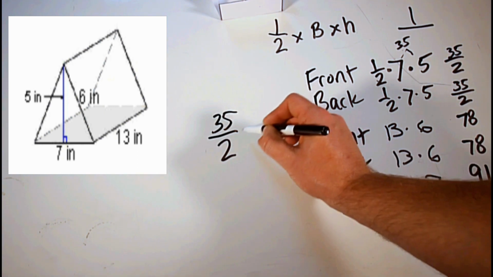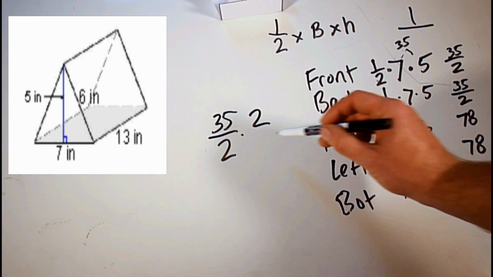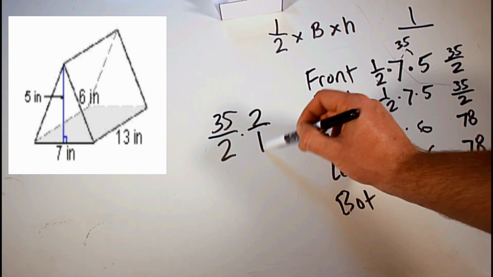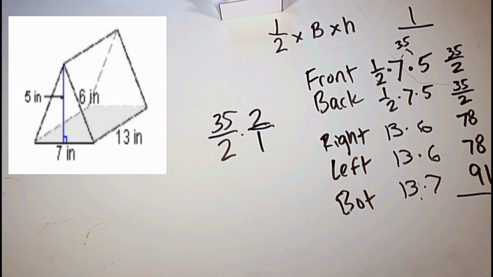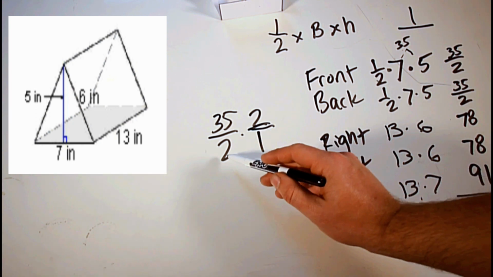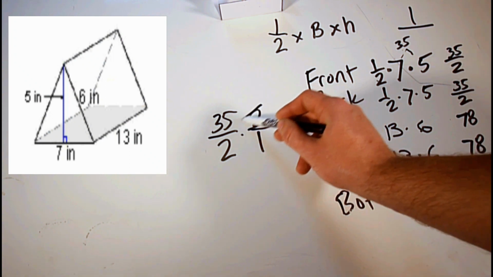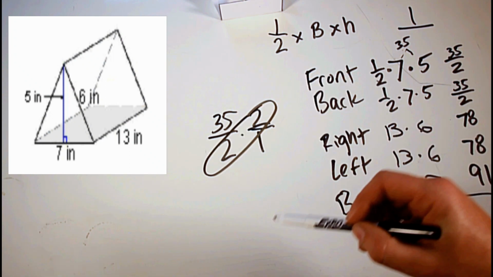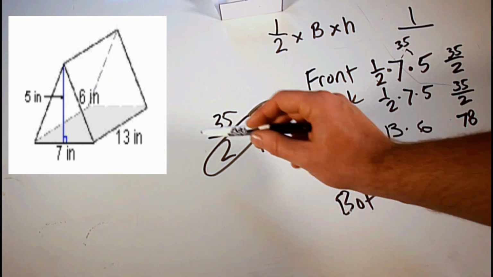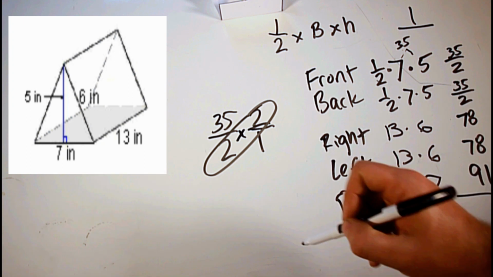So 35 over 2 times 2 of them, right? We have 2 of them. And then all whole numbers are over 1. So now we have 35 over 2 times 2 over 1. If you remember from my multiplying mixed numbers video, you may know that we can cross simplify. Now, we don't have to do both sides, we can do just one. We can only do it when it's multiplying, okay?